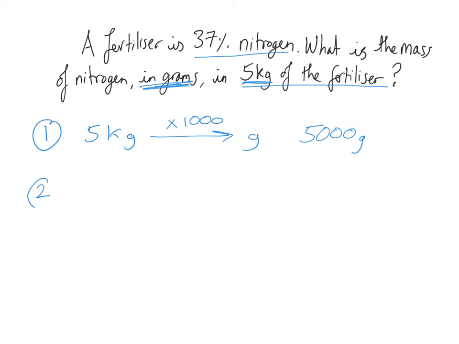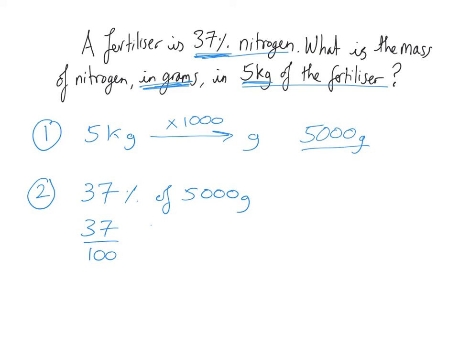And then the second thing is, now we know that the fertiliser is 37% nitrogen, and we know now that we've got 5,000 grams of it, and so we need to find 37% of 5,000. And just like in the previous example, we can write the percentage as a fraction. 37% is 37 over 100. We need to times that by 5,000, and we get our final answer of 1,850 grams.